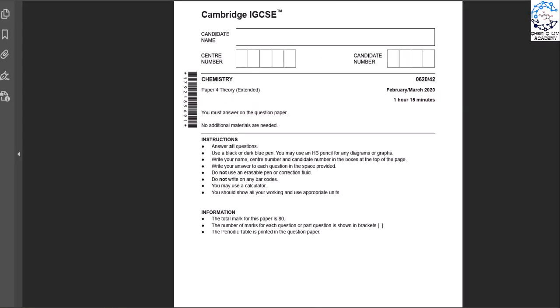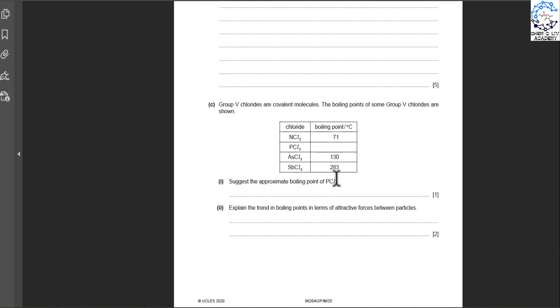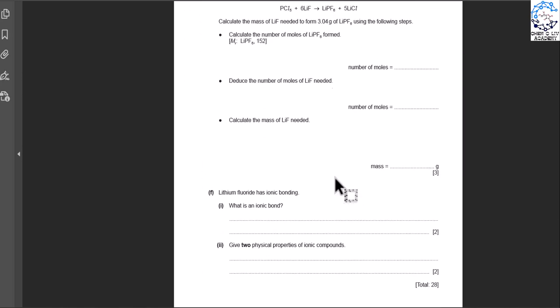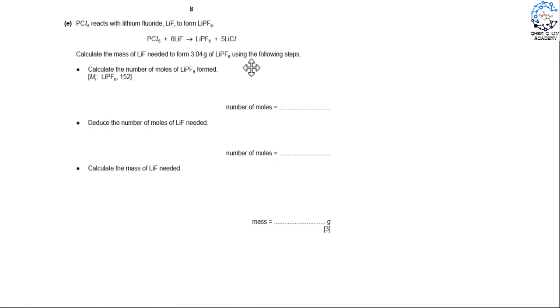Let's see the next paper. So here is the 2020-22 February March paper. Next 2020. Let's find the mole concept question quickly. And yeah, here's a mole concept question. Very easy to find. Let's solve it.